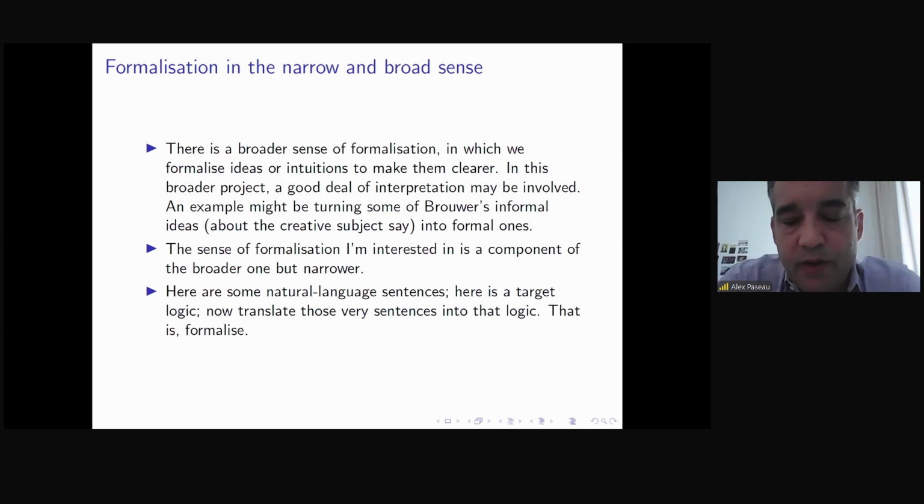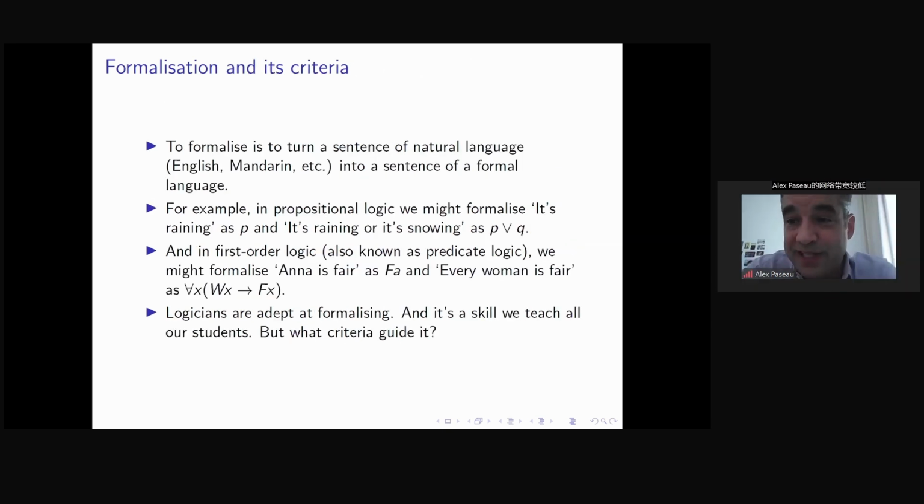The fact that we all do it, of course, doesn't mean we know how to do it. Just because you know how to tie your shoelaces doesn't mean that you can theoretically describe what you do when you tie your shoelaces. So the question is, what criteria guide formalization? And logicians have not been very forthcoming on these criteria. Not a huge amount has been written on the criteria that guide formalization.